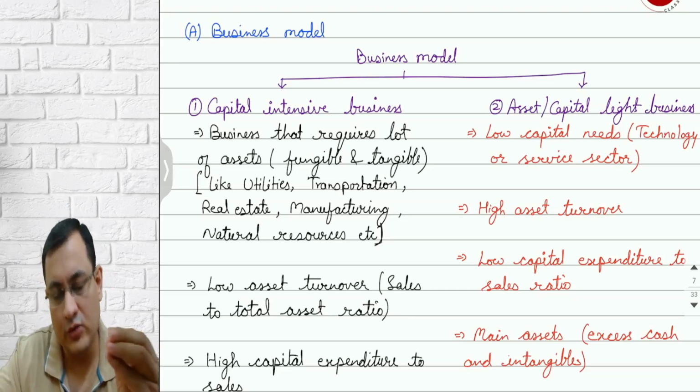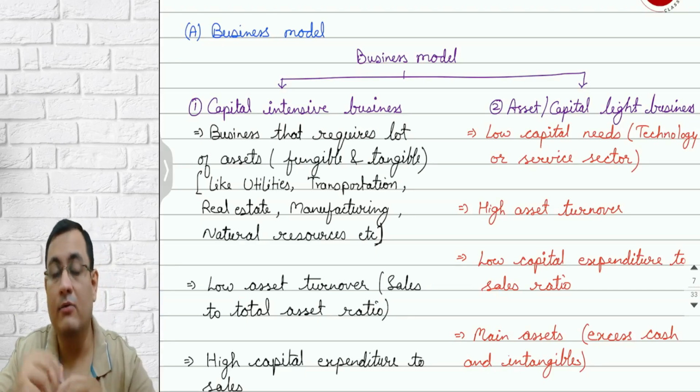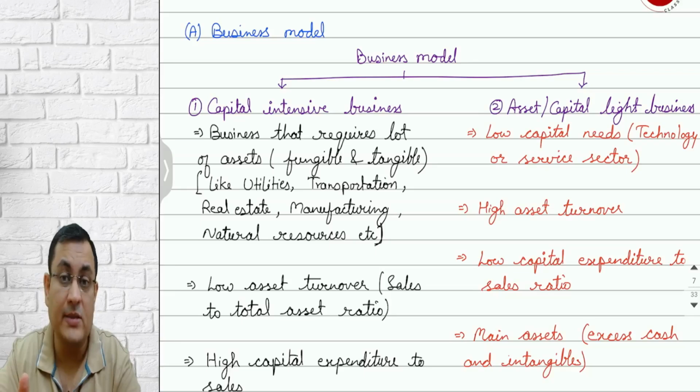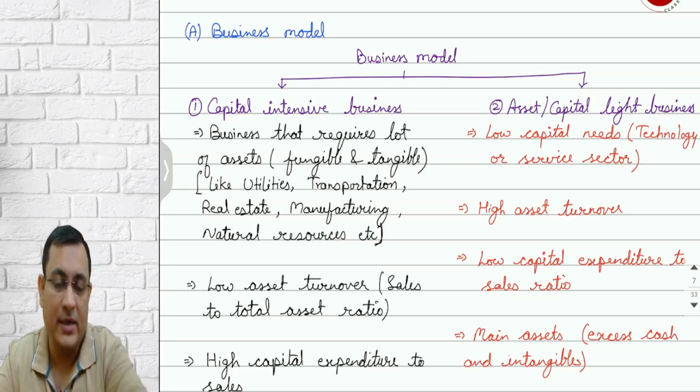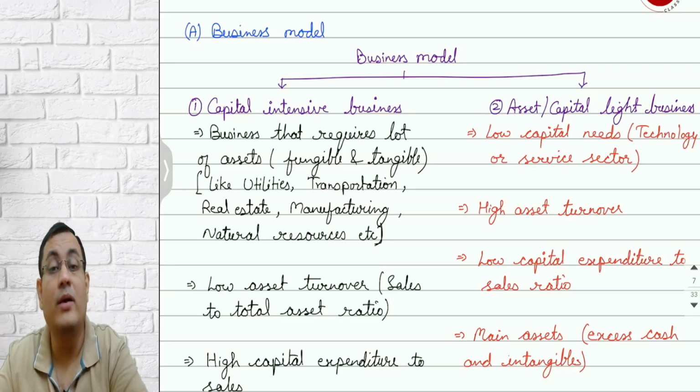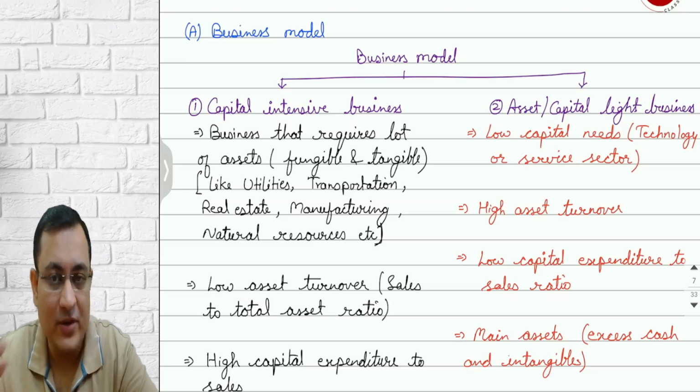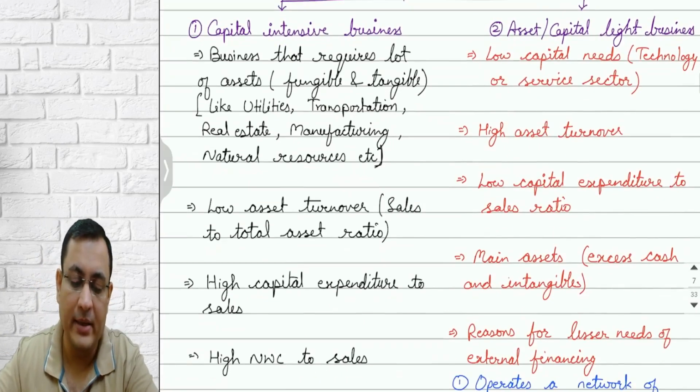In a few sectors, more assets are required, and for more assets, you need more finance. An asset light business requires fewer assets. More work is done on the human capital side rather than the physical capital side. So in that case, less finance will be required. So what are capital intensive businesses?